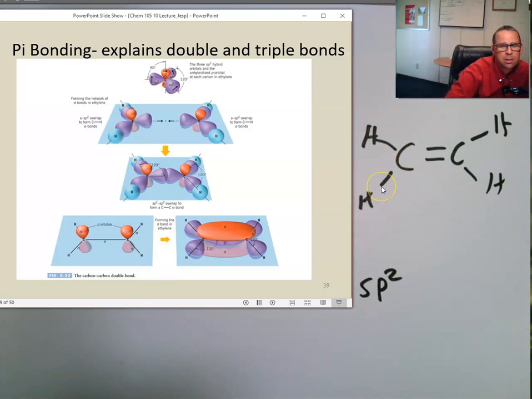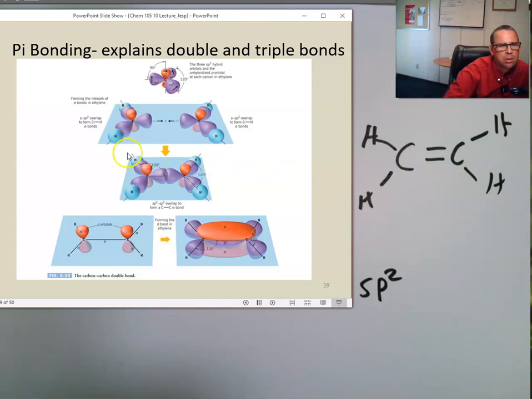I'm not sure, but is it the s orbital? Carbon is extending a hybrid orbital here. Does that give you a clue? What kind of orbital is being extended from the carbon? It's this sp2, right? Does that make sense? Carbon is extending the sp2, and we can see it here in this drawing.